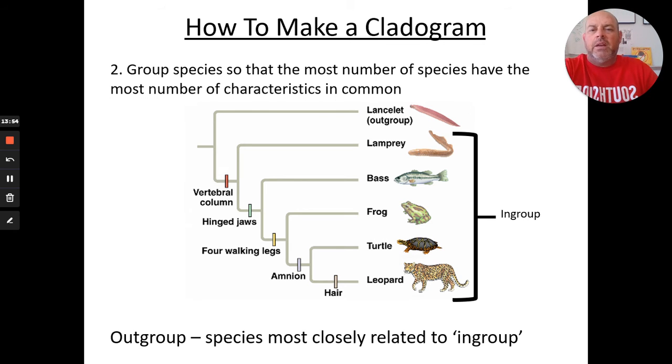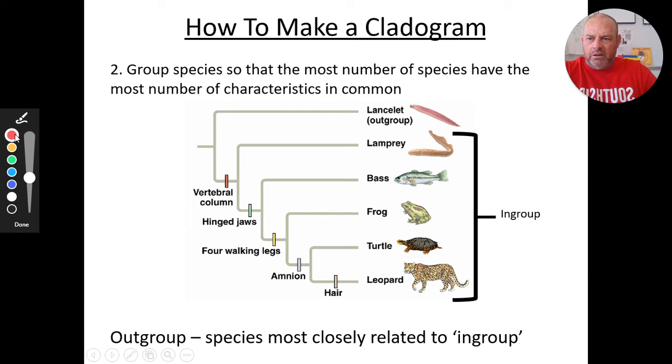Okay, so you can see based on how the drawing goes here, the vertebral column, the hinged jaws, right? So anything beyond the hinged jaws, anything that comes up here, so the bass and the frog and the turtle and the leopard would all have the hinged jaws because it evolved here. So that means everything from here forward is going to have the hinged jaw. And anything before this, so the lamprey and the lancelet, would not. So that's just kind of how you read a cladogram.